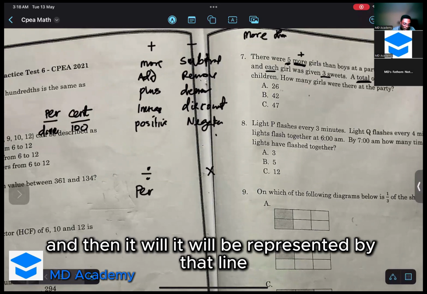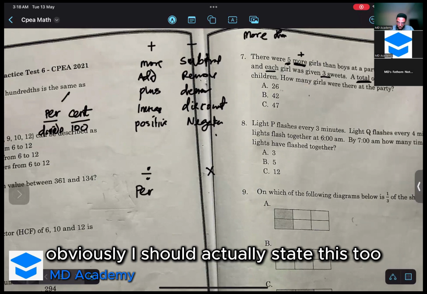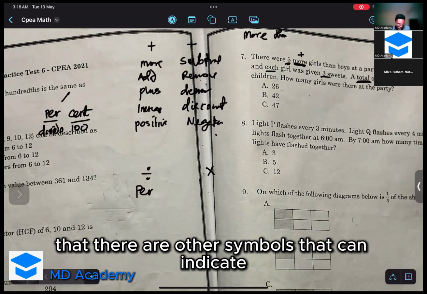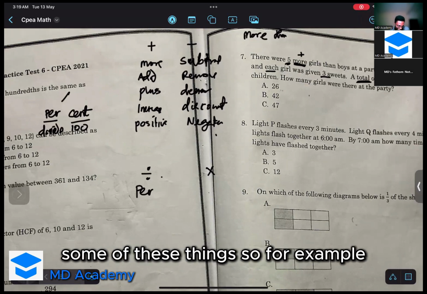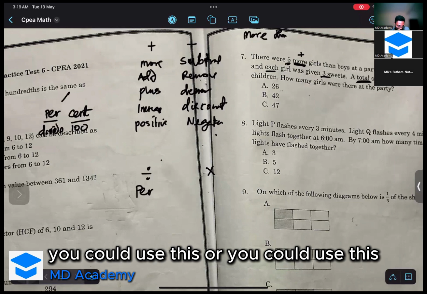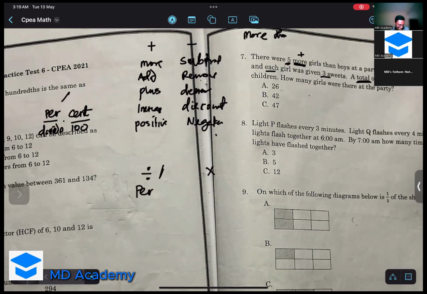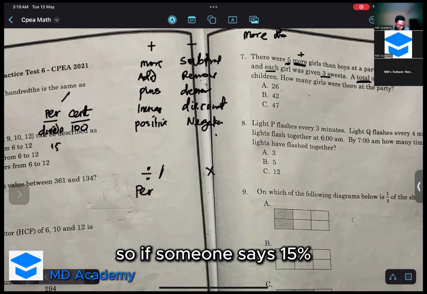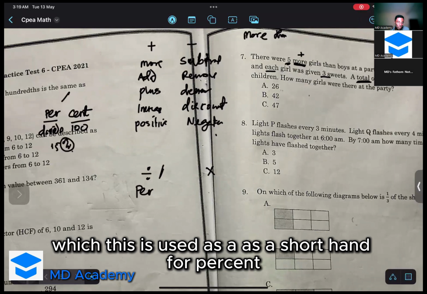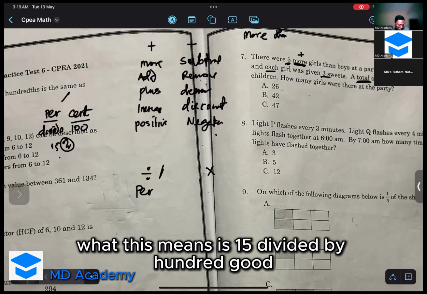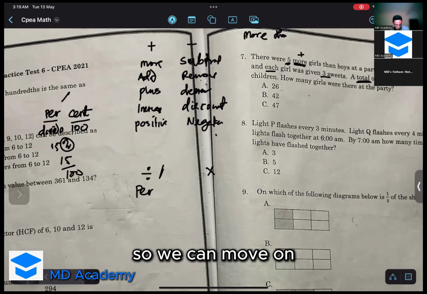All right, and then it will be represented by that line. Obviously, I should actually state this too, that there are other symbols that can indicate some of these things. So for example, you could use this, or you could use this. This is equally divided. Now, if someone says 15%, which is used as a shorthand for percent, what this means is 15 divided by 100. Good. So we can move on.